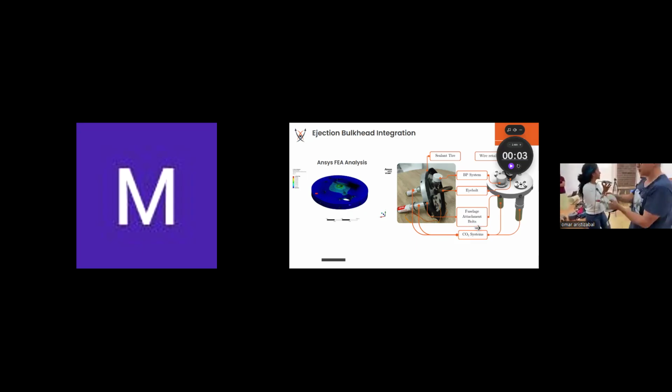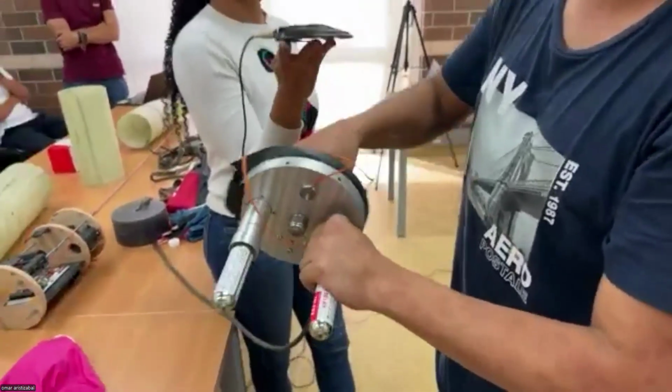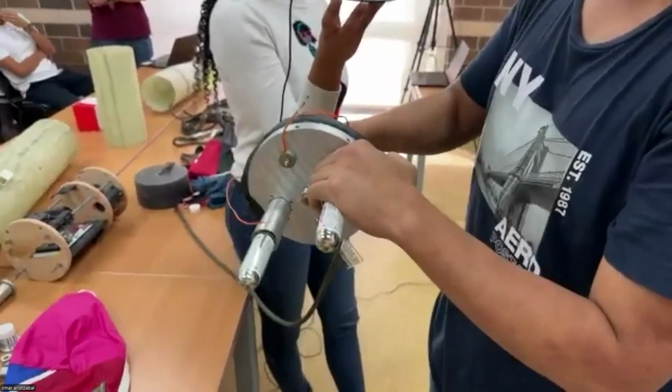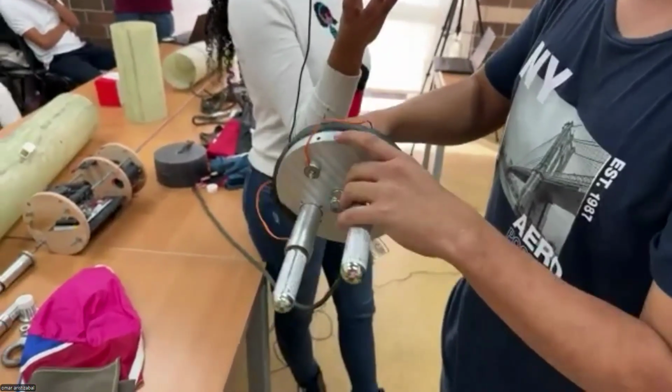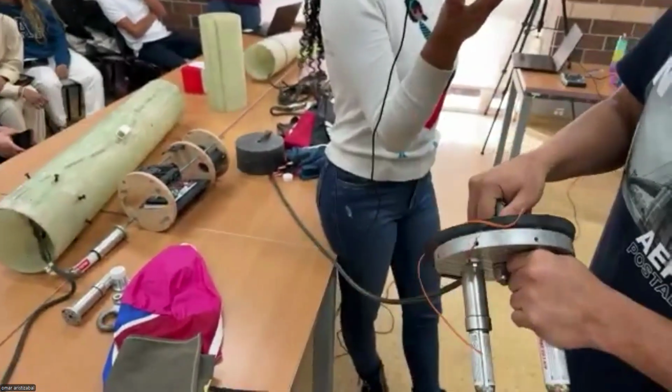Yes, so all of your bulkheads are connected via screws to the fuselage, to the airframe? Yeah, through the airframe. All these bulkheads are attached via screws. As Melissa and Diego said before, we are using 8 M6 screws, as you can see here.